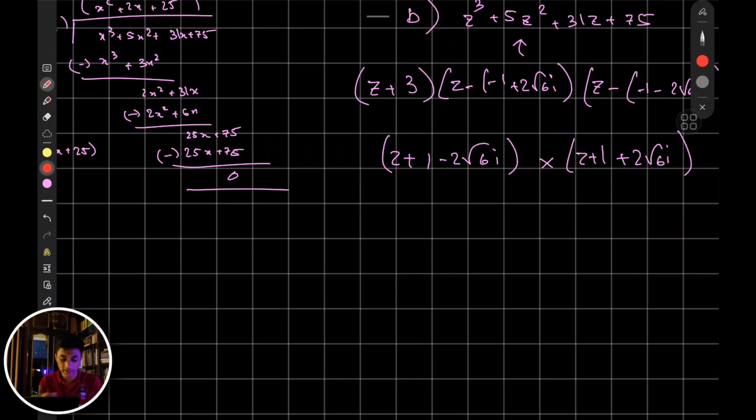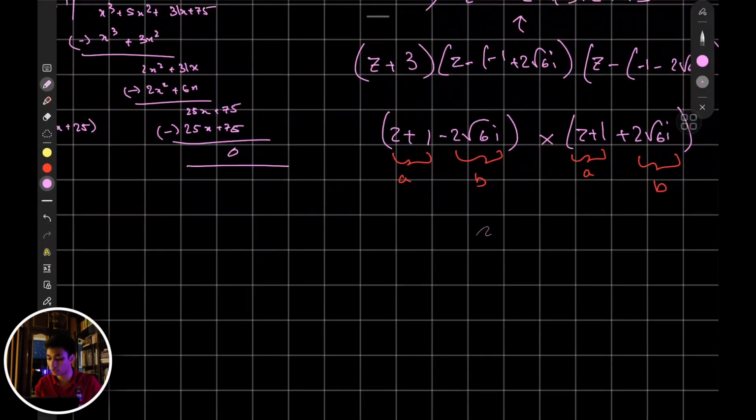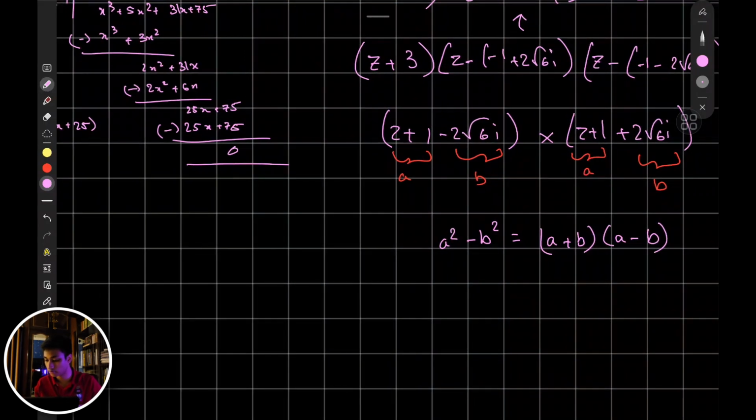You can say this entire part is A, and this part is B. If you do that, you can use the formula a square minus b square is equal to a plus b times a minus b. So you can apply the formula a square minus b square.